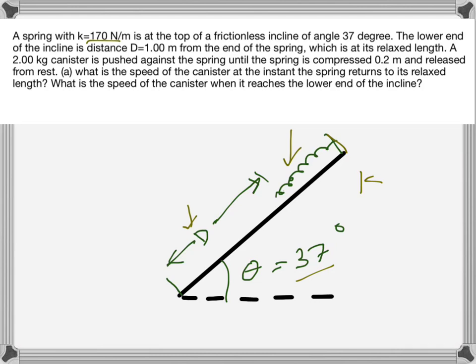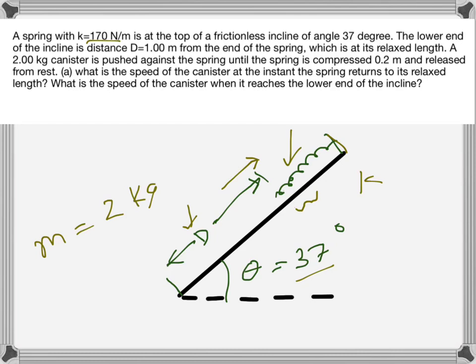So there is a canister, the mass of the canister is 2 kg, and it is pushed against the spring, in this direction, until the spring is compressed 0.2 meter, and then released from rest. As a result, there will be spring potential energy, which, when the spring is released, will be transferred to the canister, and the canister will gain kinetic energy.